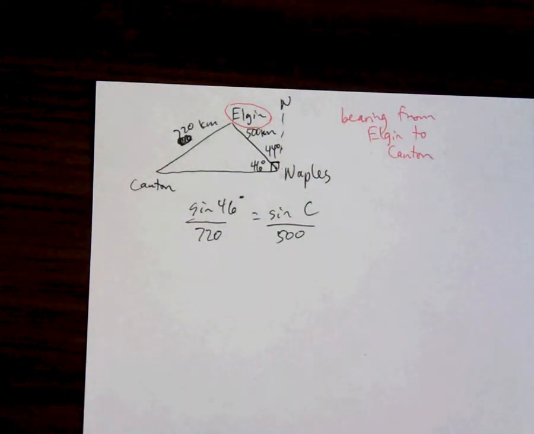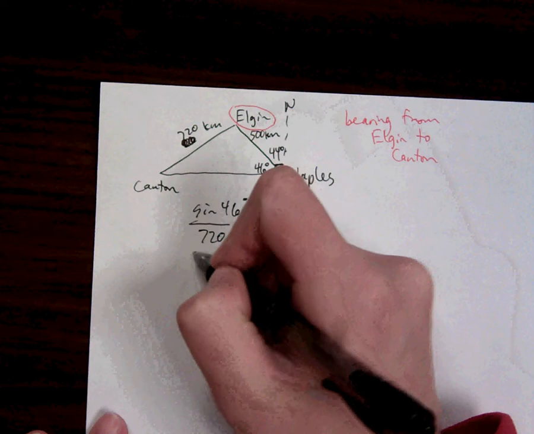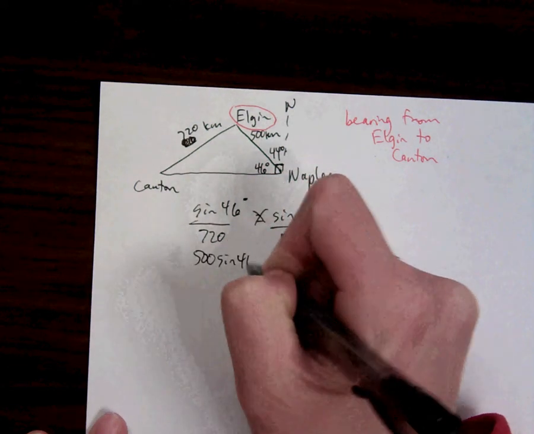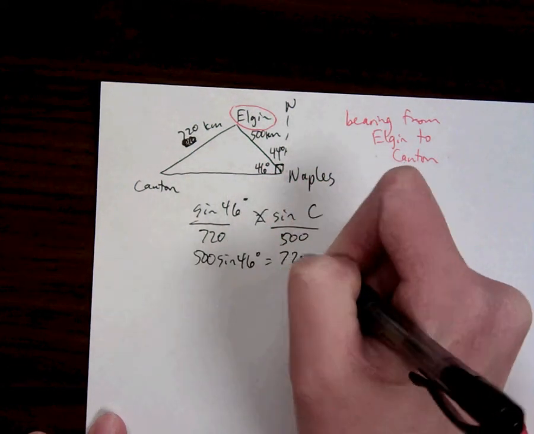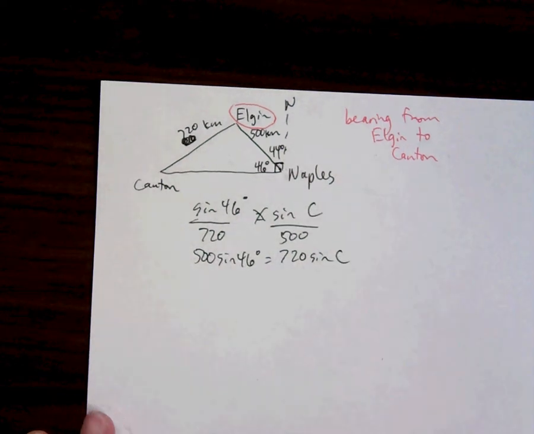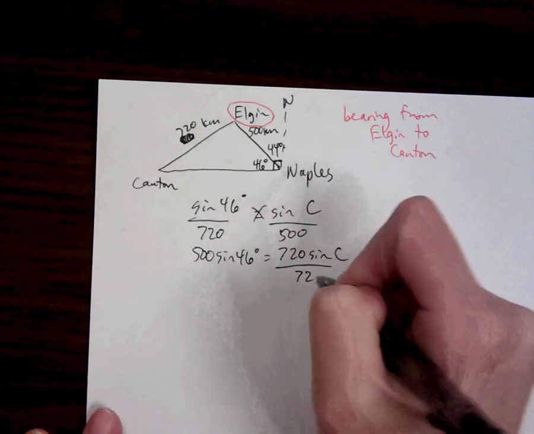And then I'm going to cross multiply from here. So it's a little different with an angle. I mean, I'm still cross multiplying the same way, but as far as the rest of what I'm going to write, that looks similar. I'm going to divide by 720.